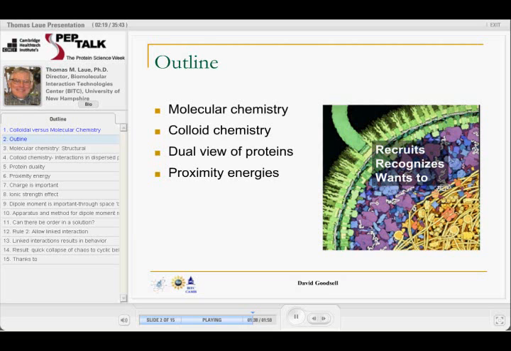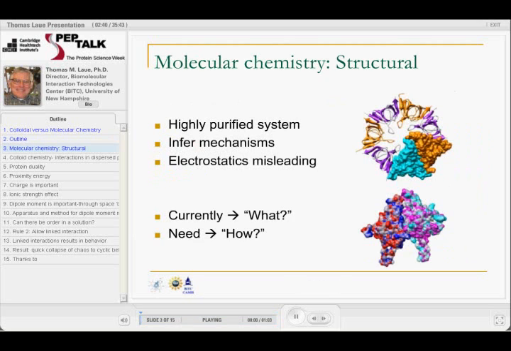Recognizes is another way of saying binds specifically. Binding we have a nice physical characterization for, and a wonderful infrastructure in terms of ways of characterizing quantitatively what's going on in binding. And wants to is my favorite. This molecule wants to do, well, man, I don't know, it's a little anthropomorphic.